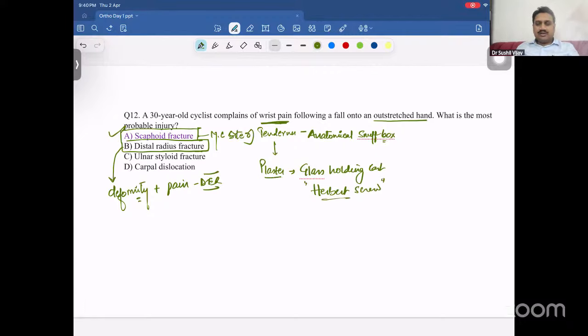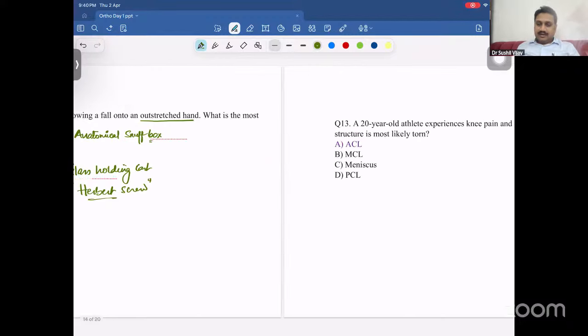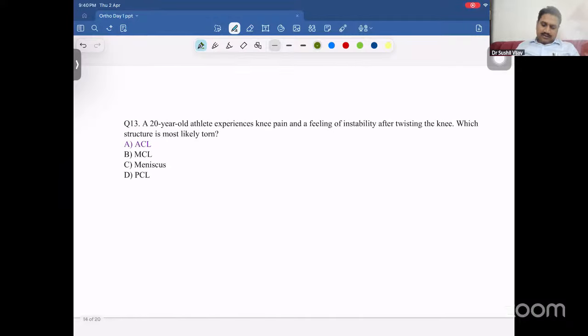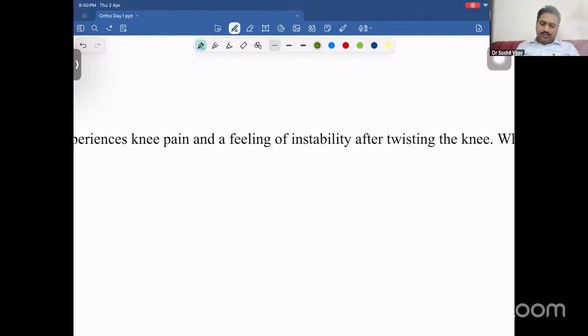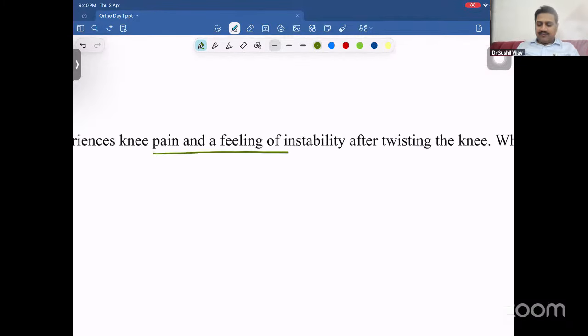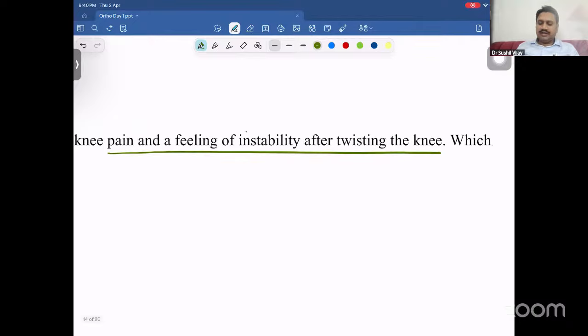Okay, so this is the Herbert screw we have. Very good. All right. Okay, so a 20-year-old male is having pain and a feeling of instability after twisting the knee. Instability has to be a feature of injury to what component? What structure do you think is damaged? If it is instability, what structure is damaged?